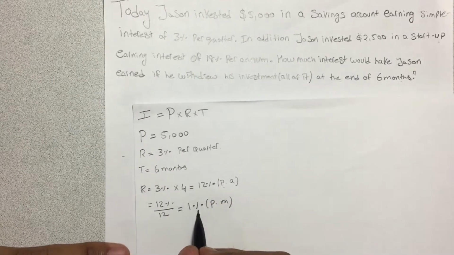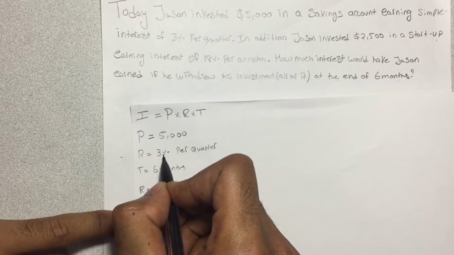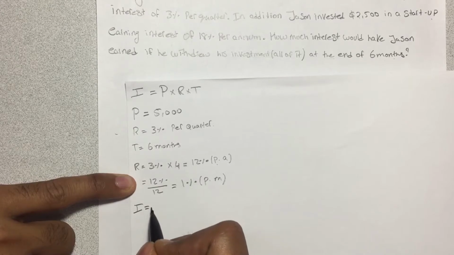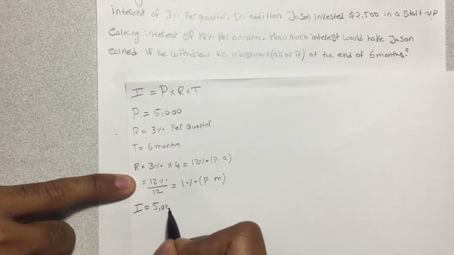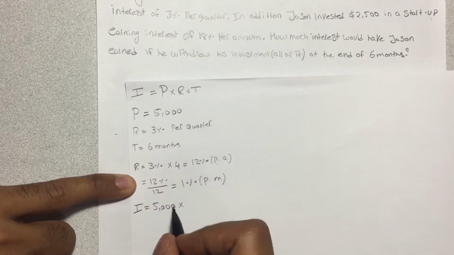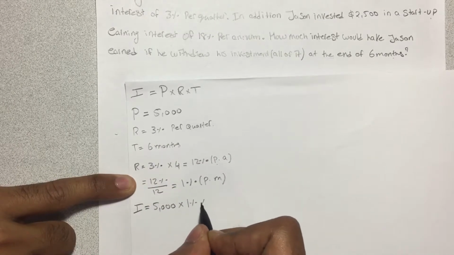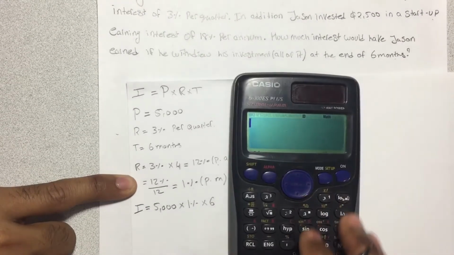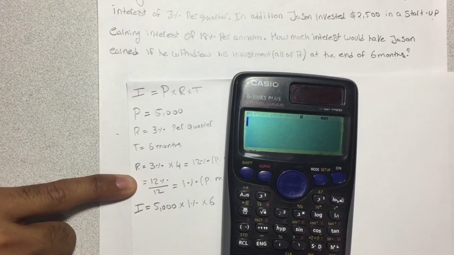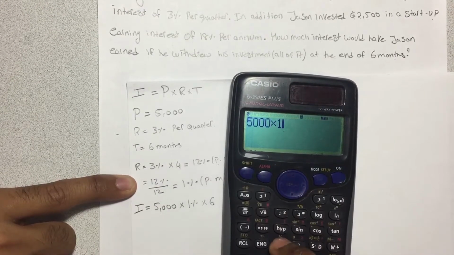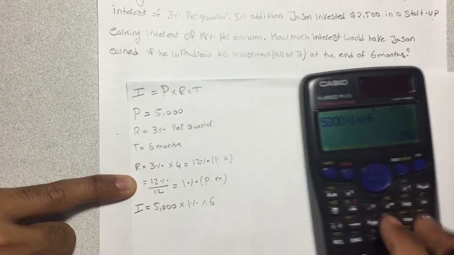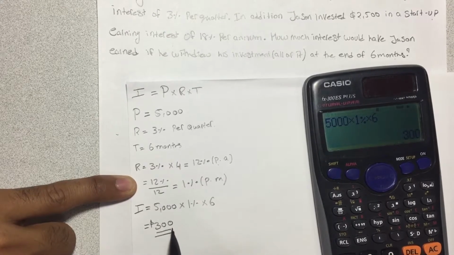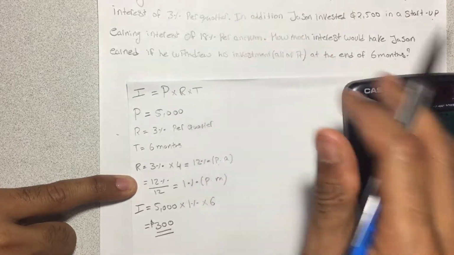So we look back, now we got our monthly rate, we got our principal amount, and we got our time period. So the interest for the period is I equals principal, he invested $5,000, times the interest rate of 1%, times the time period, which is 6 months. So we could use our calculator to calculate this. So we have 5,000 times 1% times 6. So at the end of the 6 months, Jason would have $300 of interest from his first investment.